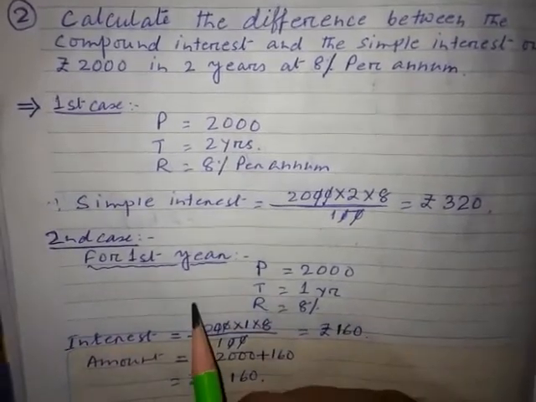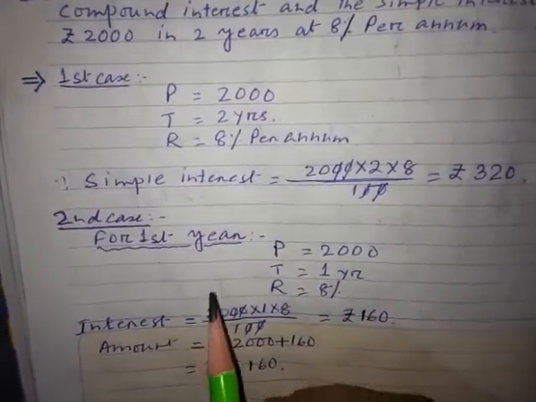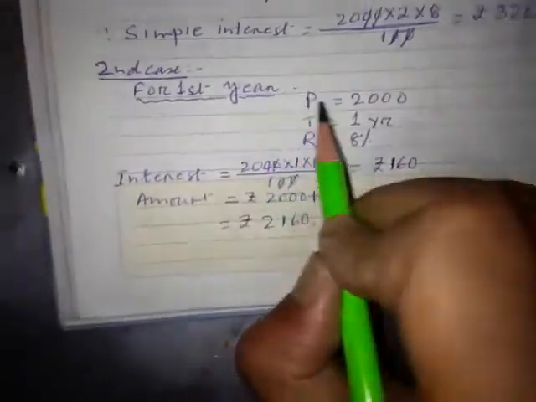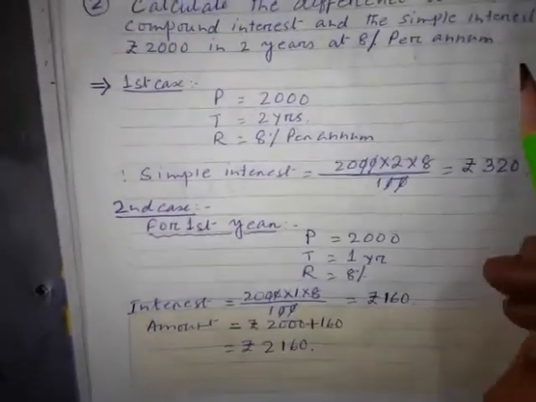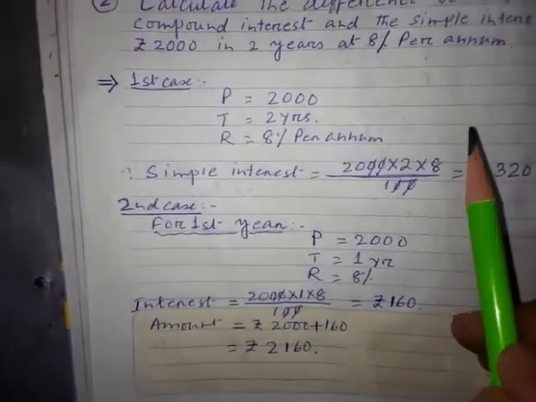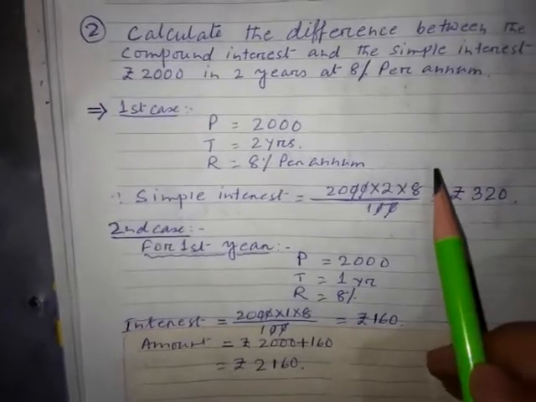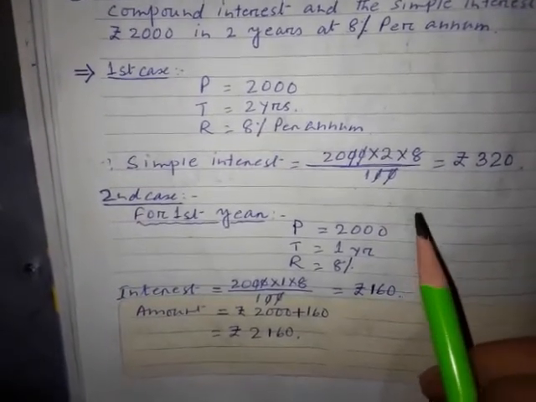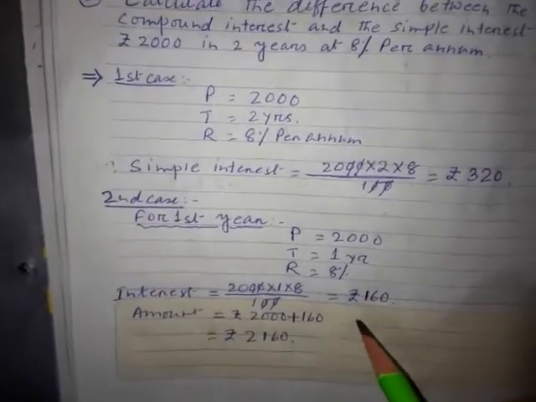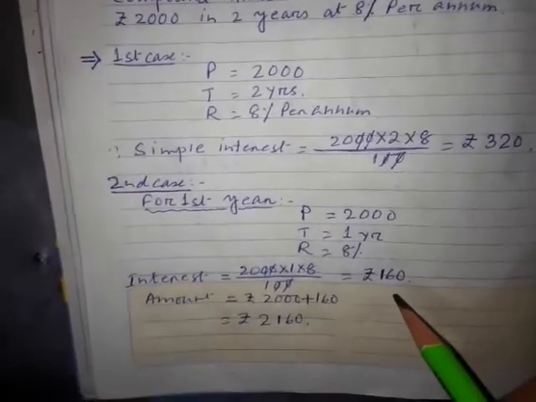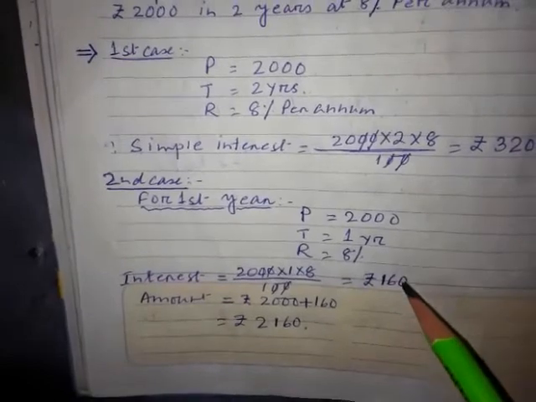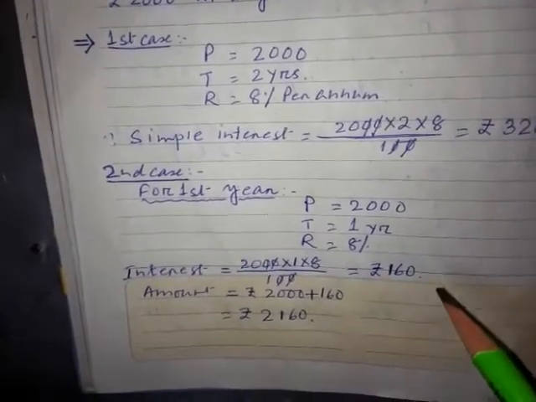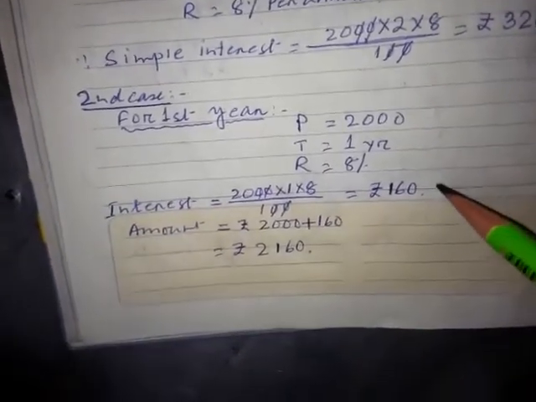Now, in the second case, I am going to find the compound interest. And in compound interest, we have to calculate the interest for every year. And after calculating the interest for every year, that interest has to be added with the principal of that year. And that amount will be the principal for the next year. That is already known to you.